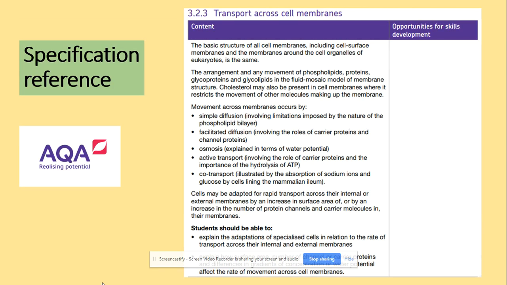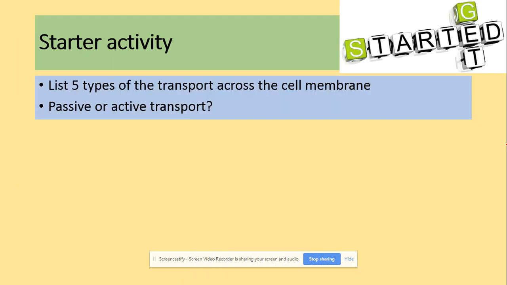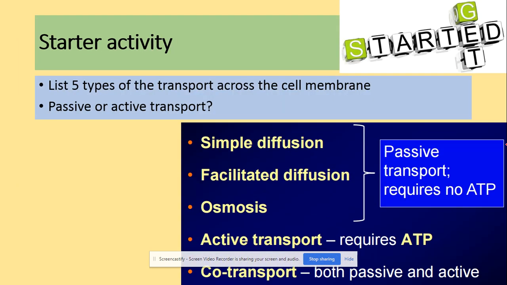So in terms of the specification, we already were looking at the structure of the cell membrane. Now we will be looking at simple diffusion, facilitated diffusion and osmosis. So the keywords associated with this will be still phospholipid bilayer, carrier and channel proteins, and we will be looking at the water potential for osmosis. So those are the different types of transporter you need to know for your specification.